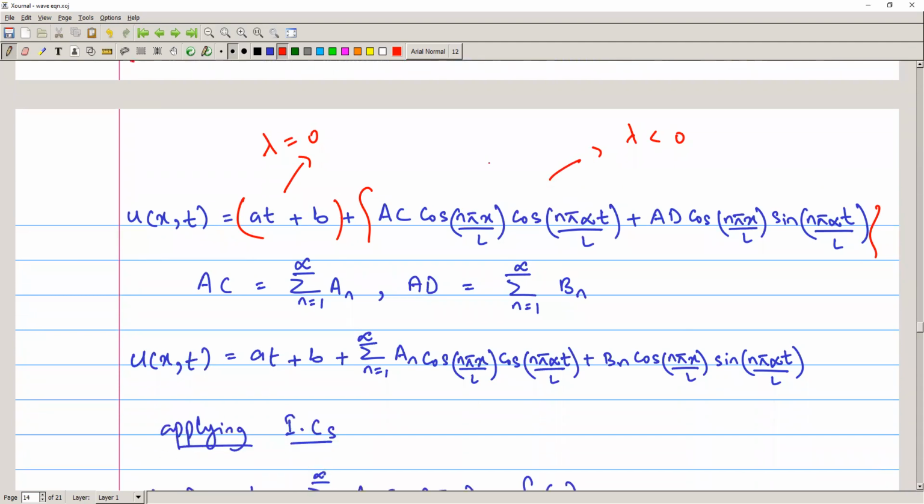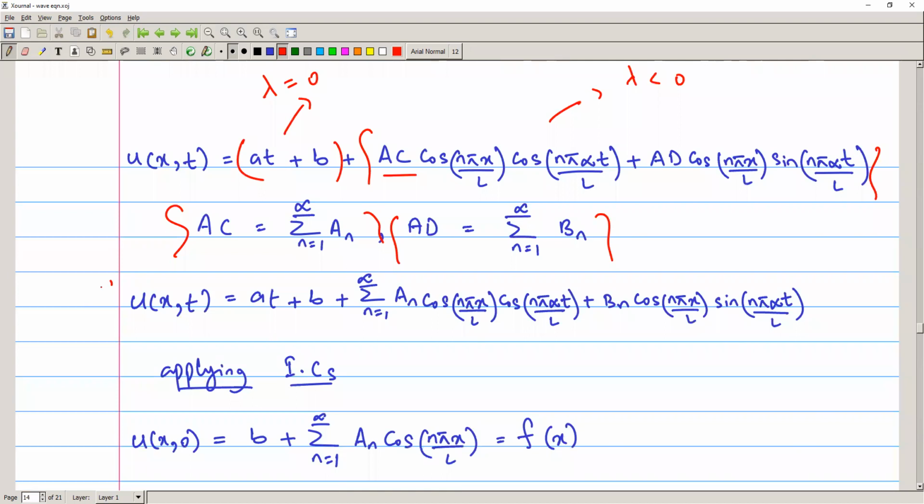And now we can write for the cosine part sigma n equals 1 to infinity a_n, and for the sine part sigma n equals 1 to infinity b_n, right? And then this will be the general solution. So now we are going to apply initial conditions on the problem.